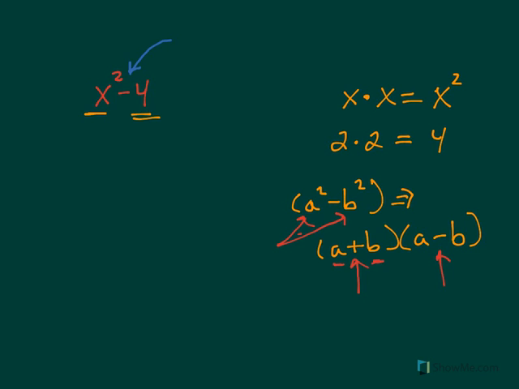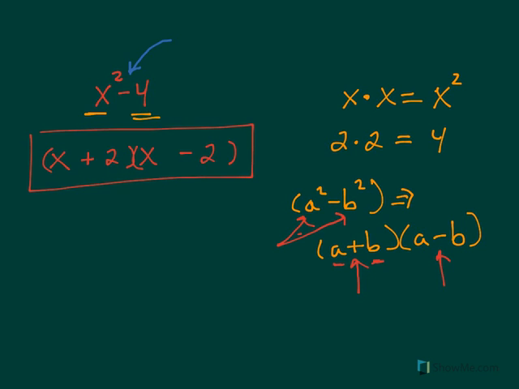So for this original problem, it's going to factor out to two factors. We have a plus sign and a minus sign. And what's the square root of x squared? That's going to be x. And what's the square root of 4? That's going to be 2. And there's your answer. So that is a difference of two perfect squares.